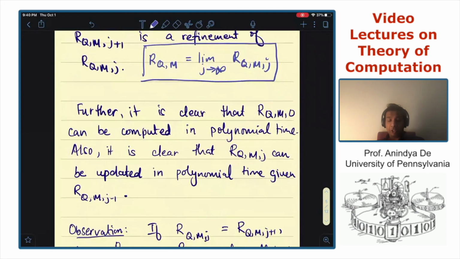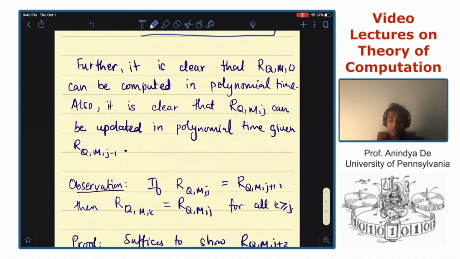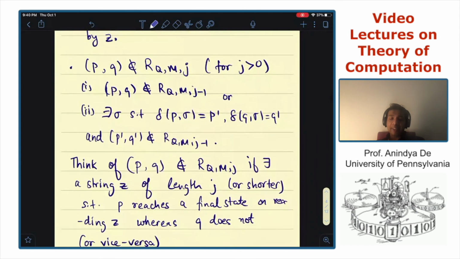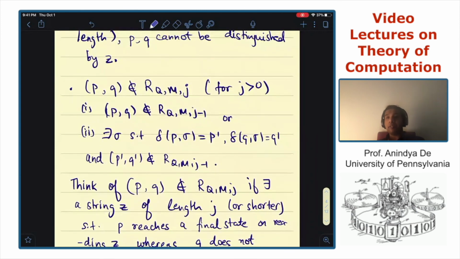Secondly, the next observation is that if I give you the equivalence classes corresponding to R_{Q,M,J-1}, then there is a polynomial time algorithm to compute the equivalence relation R_{Q,M,J}. The reason is that if we are trying to decide if two states fall in different equivalence classes with respect to R_{Q,M,J}, then you have to first see, are they in different equivalence classes with respect to R_{Q,M,J-1}? If yes, then you're already done.